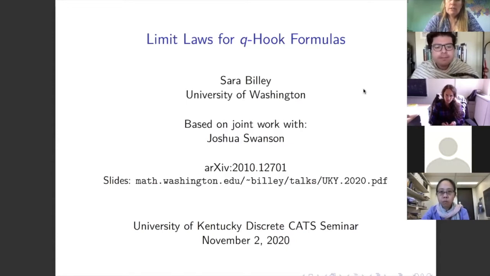So I want to talk about these limit laws for Q-hook formulas. Actually, the title of the paper we just posted on the arXiv last week is a little bit more formal. In fact, it's Moduli spaces of limit laws for Q-hook length formulas. And I want to justify that title to you, sort of at the end of the talk, maybe. This is joint work with Josh Swanson, who is at UCSD right now. He's a postdoc there. He's just been fabulous to work with. I think this is our 5th paper together or something.